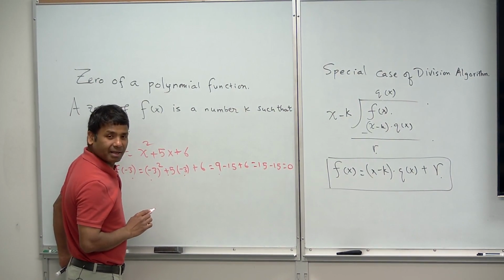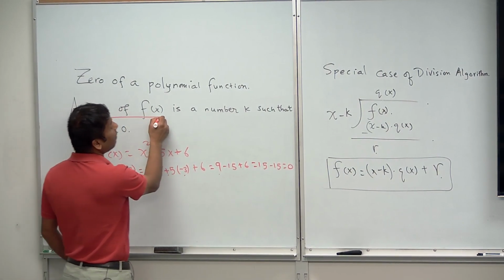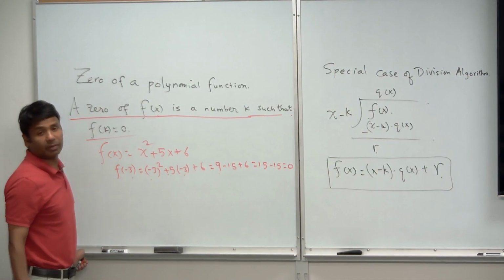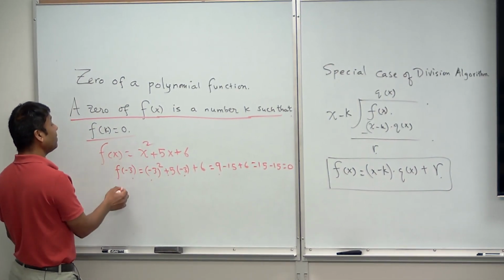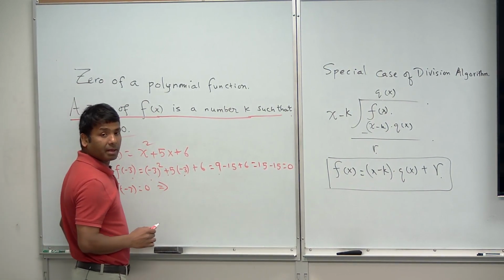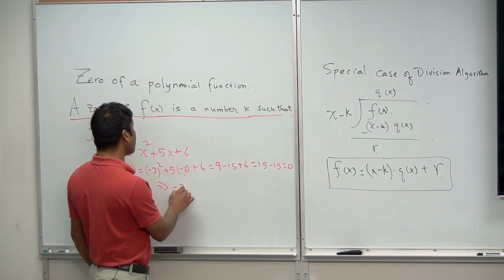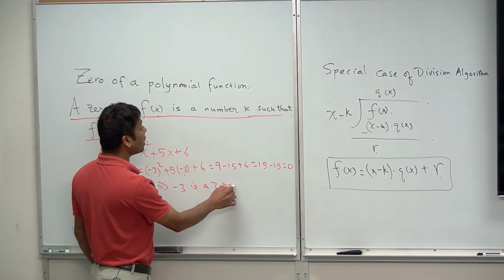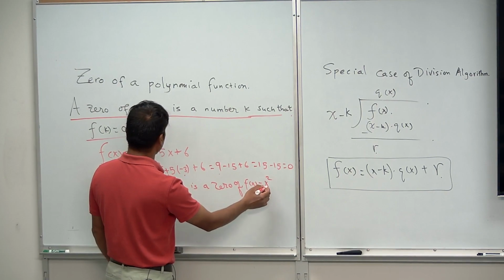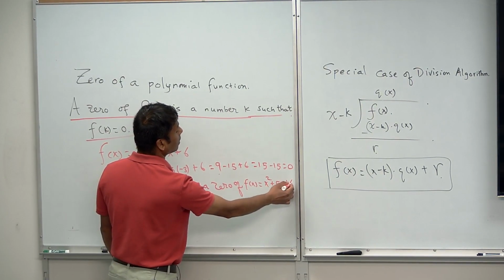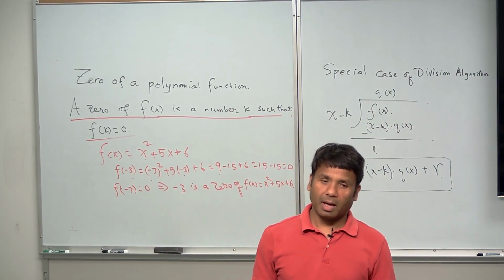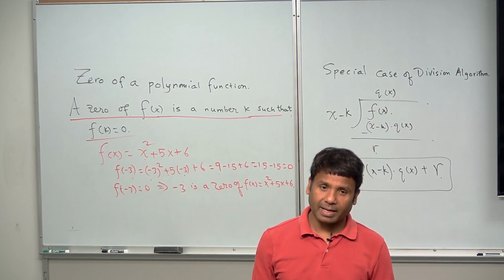Right? So how do you define a zero? A zero of f(x) is a number k such that f(k) equals 0. So that means in this case you got f of negative 3 equal to 0. Is that right? So what does this imply? This implies negative 3 is a zero of f(x) equals x squared plus 5x plus 6. So negative 3 is a zero of f(x). Did you see that? Right?